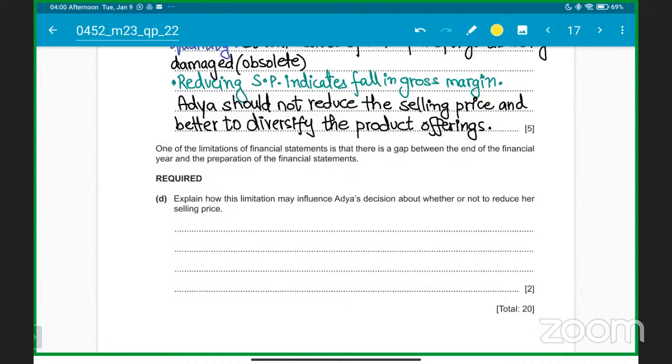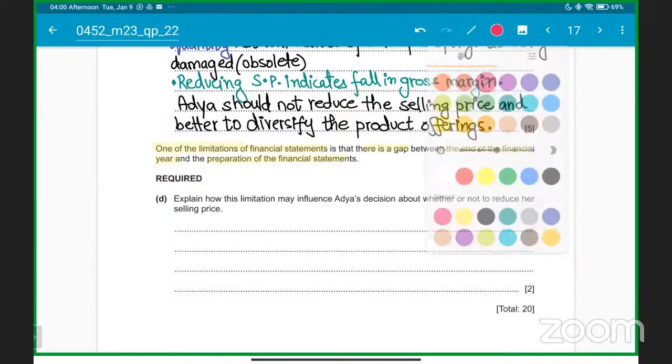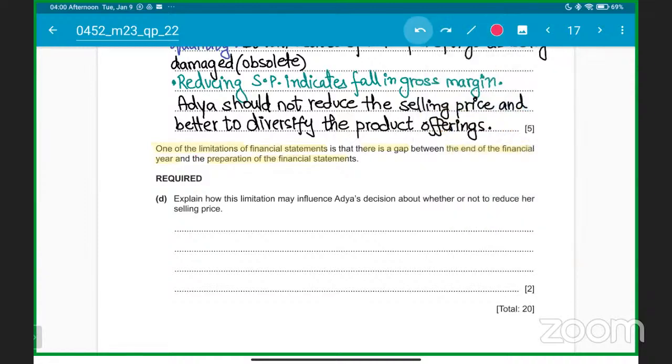And then, sir, one more question of 2 marks. One of the limitations of financial statements is that there is a gap between the end of the financial year and the preparation of financial statements. A very important valid point: one of the drawbacks of financial statements is the gap between the end of the financial year and their preparation. Explain how this limitation may influence Adia's decisions about whether or not to reduce her selling price. Are you guys getting it?